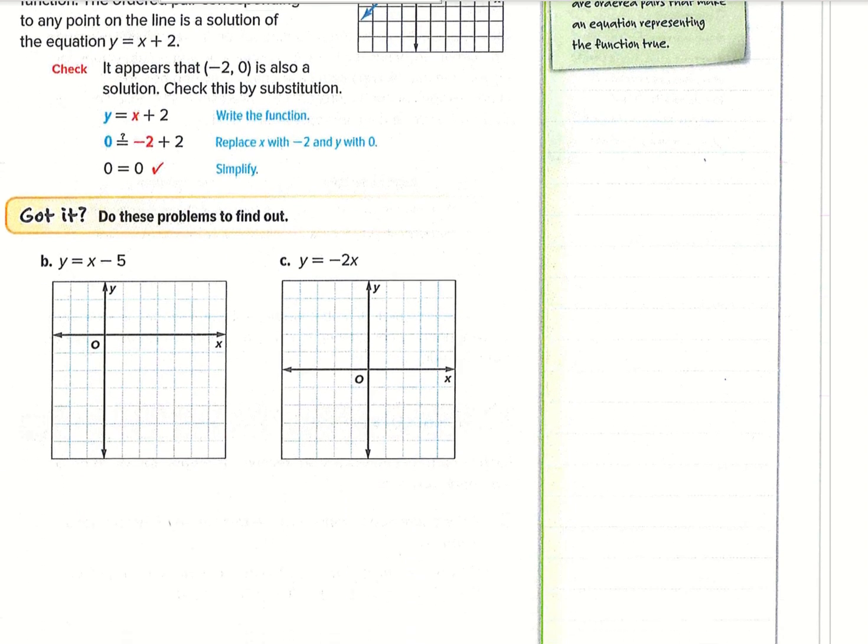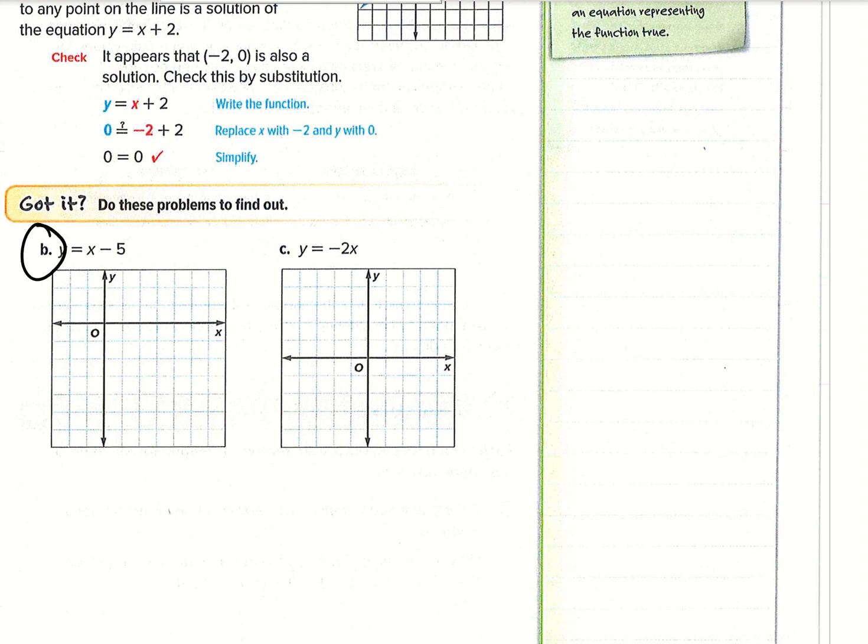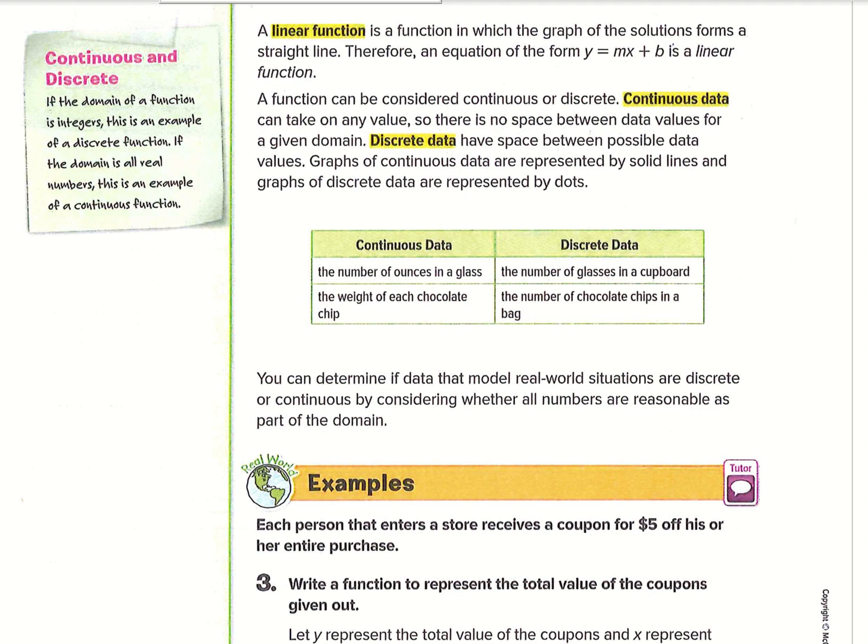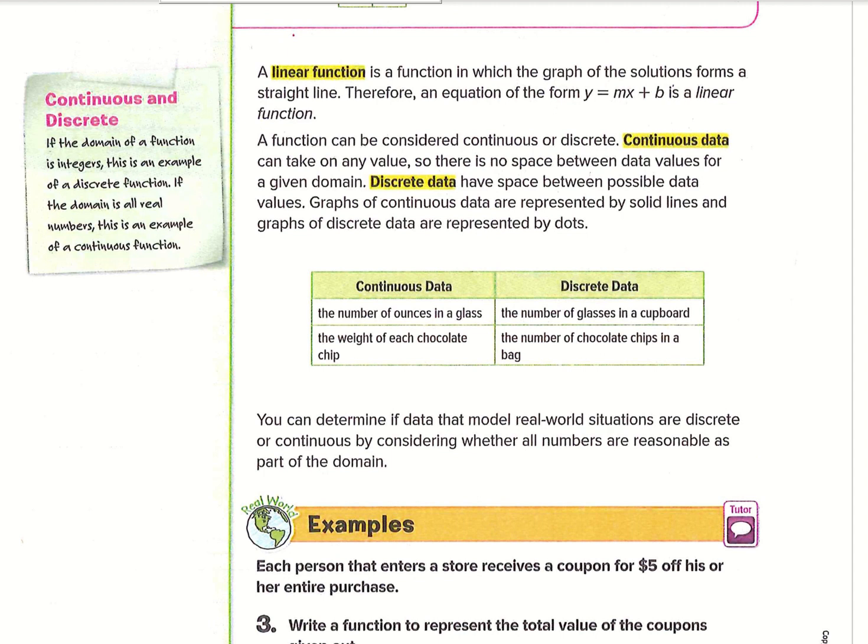Go ahead and try out Got It Problem B. I won't make you do Got It Problem C, but I do want you to go ahead and do Got It Problem B just because it is really good practice for your tables and graphs. All right, after you finish that, we're going to go ahead and drop down to page 298. And then it's going to give you a few definitions.